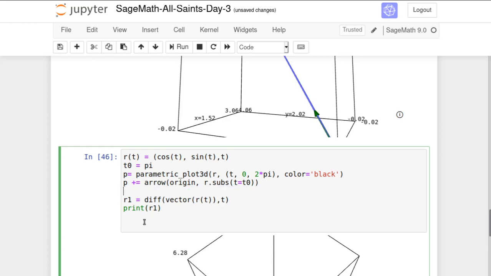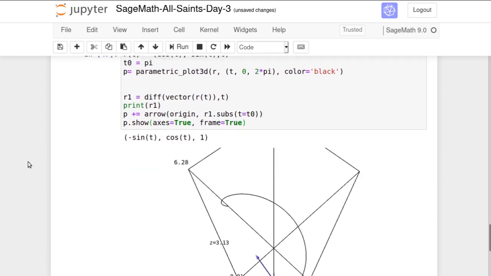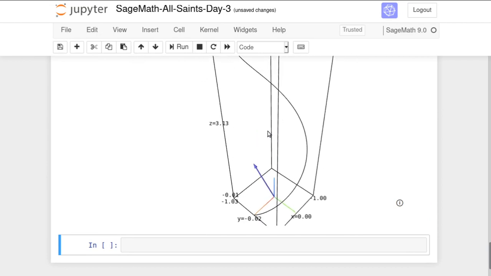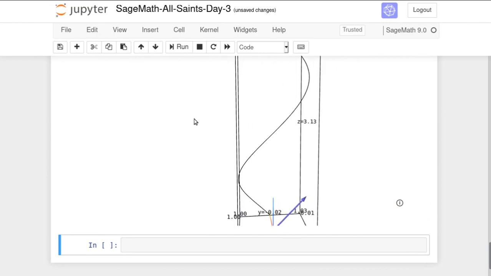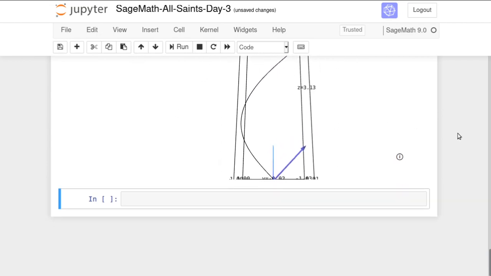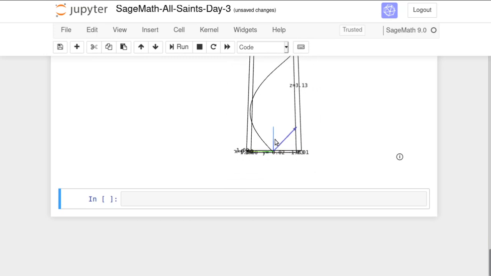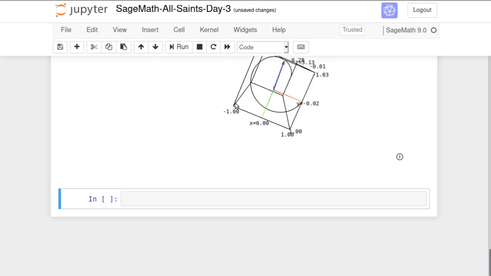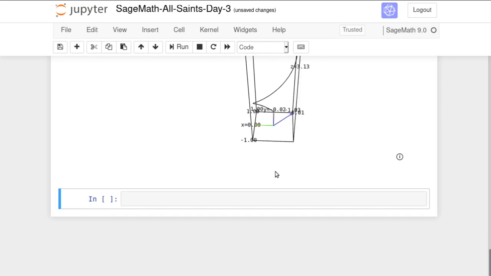No show now, show will be done later. So we'll plot one more vector here: arrow from origin to r1 dot substitute t equal to t naught, and let us see the output. So do we have two vectors now? Where are the two vectors? We have only one vector. Where is the other vector?